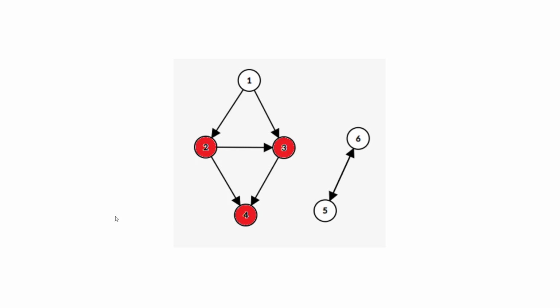Then we can tell that node number 2 is a safe node because all of its paths lead to the safe node. We have a path 2, 4, we have a path 2, 3, and we have a path 2, 3, 4, and all of them lead to the safe node. And in the end, we can also tell that node number 1 is a safe node because once again, all of the paths starting from 1 lead to the safe nodes.